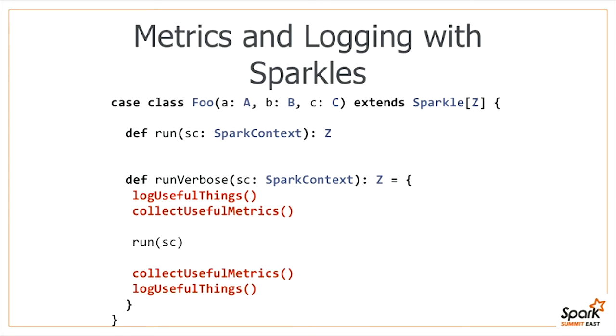So in our use case, we can log things like, declare to the world that this Sparkle is running now, collect a bunch of useful metrics like RDD partitions, like resource consumption and whatnot, before we trigger a run. And then after that, collect the same metrics and do the same logging. And all of this comes for free if you implement the Sparkle.